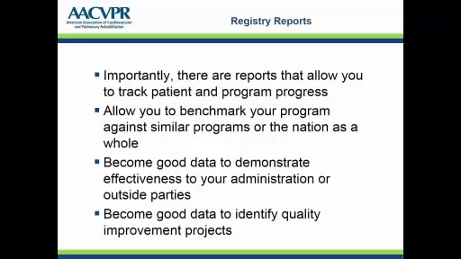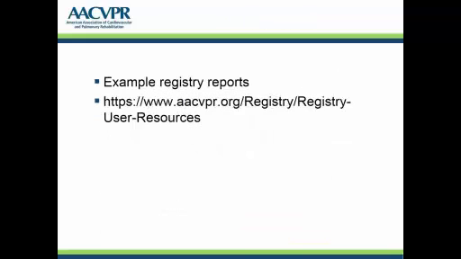And then in addition to what's in the registry, there are some reports that allow you to track the patient and program progress. And as I mentioned earlier, it allows you to benchmark, and you can take this to your administration or other outside parties. For instance, if a local insurer wants to see what your outcomes are, they're trying to decide whether they want to cover cardiac rehabilitation, or you're negotiating reimbursement rates with a private insurer, and they're interested in what your outcomes are, that might provide you with some opportunity to show some data regarding how well you're doing and identify opportunities for quality improvement.